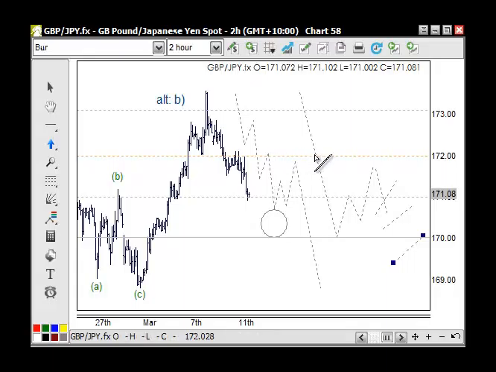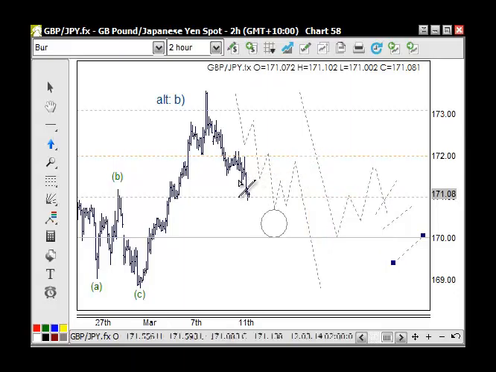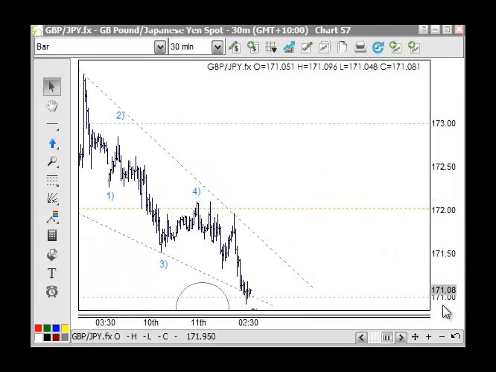If that 72 became the support from this point here, then we would also be looking on a more positive note from there. So anyway, I think I had this in here, yeah.